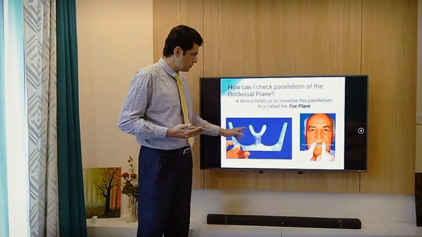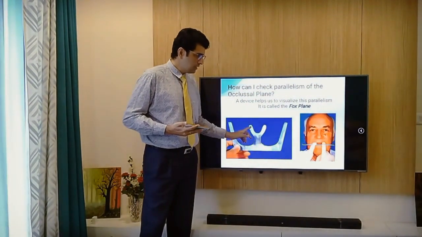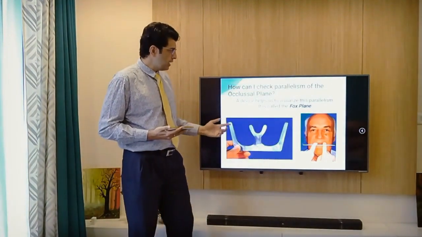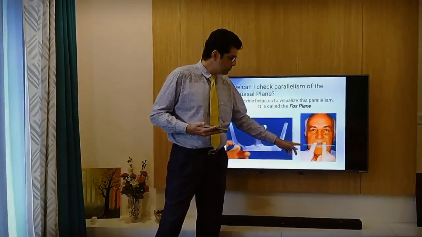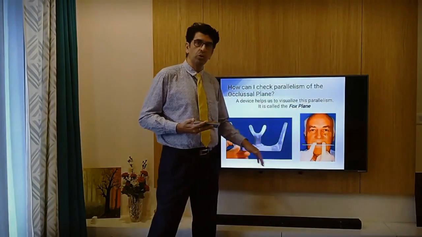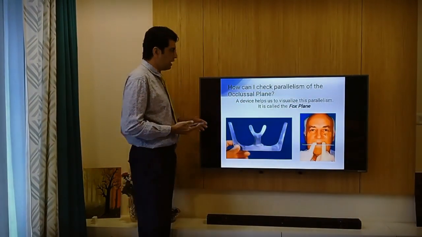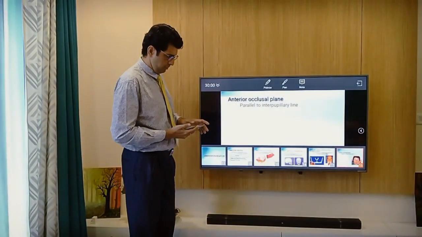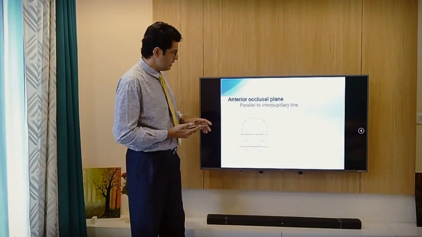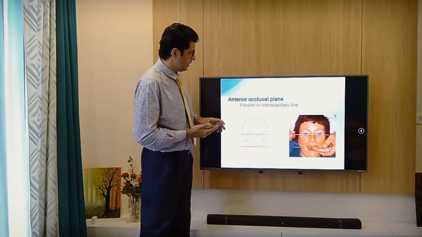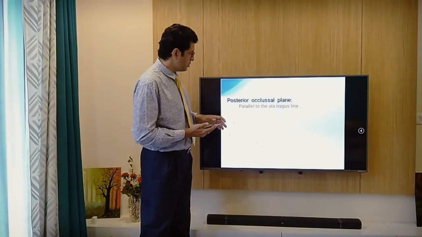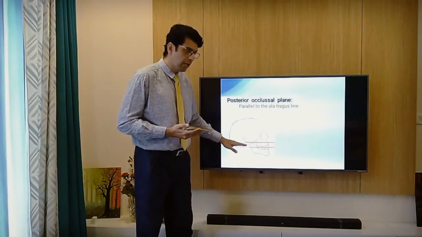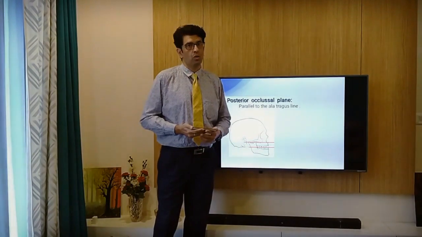This is what a Fox plane looks like, and this is the part that goes on to the maxillary occlusal rim. And as you hold it there, the Fox plane's two sides will extend out, and you will be able to record and to see the anterior, and you'll be able to see the parallelism between the alar tragal line and your occlusal plane.